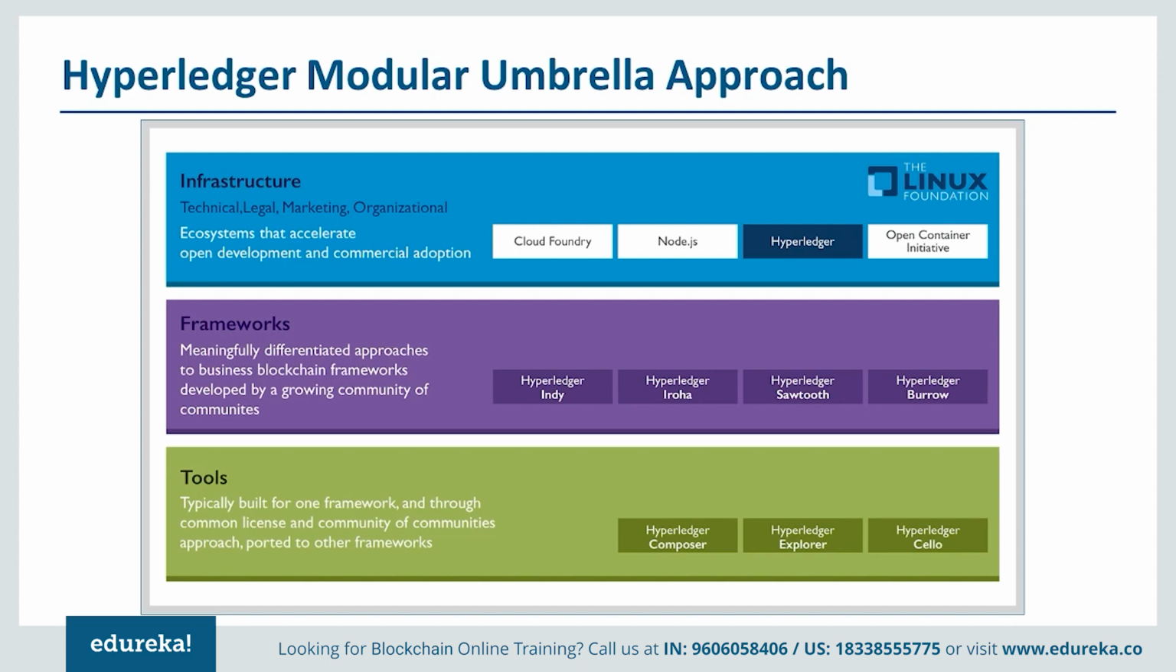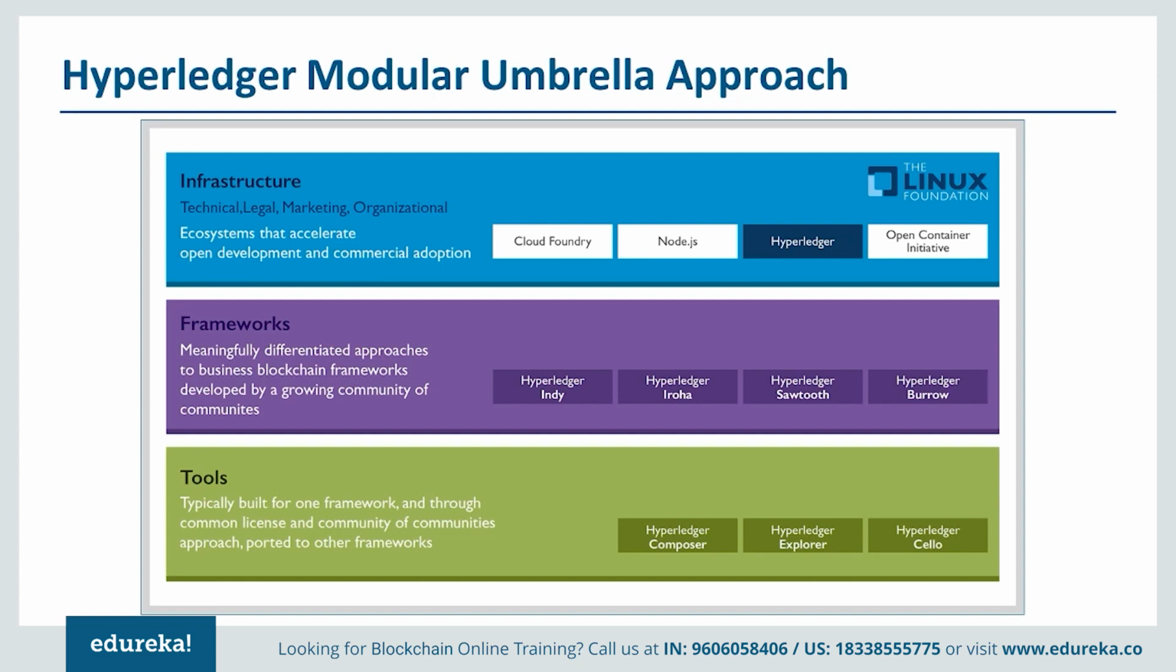So Sawtooth and Hyperledger Fabric are the key competitors in the market. While Hyperledger Fabric is number one in terms of business applications, Hyperledger Sawtooth is number two. Hyperledger Fabric is promoted by IBM and Hyperledger Sawtooth is promoted by Intel, but they are all open source. So anyone can use anything. Even Intel can use Hyperledger Fabric, and even IBM can use Hyperledger Sawtooth. So that's not a problem, but the primary contributions are from these companies.